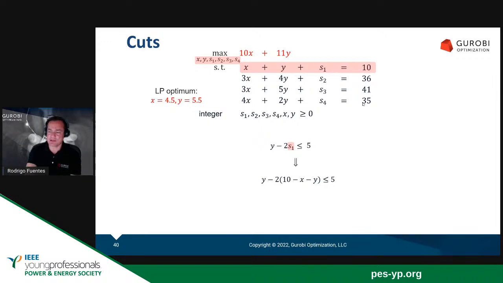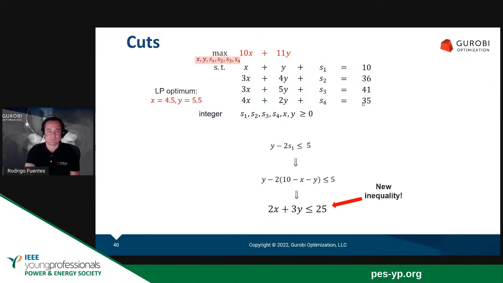Y minus 2 times 10 minus X minus Y less than 5. That equation that you see there that results in 2X plus 3Y less than 25 is a new inequality that we have created for this problem that hopefully will cut that fractional value away. And you can do this as an exercise after the presentation. But again, this is something Gurobi does in the background, but I just want to show you where the magic comes from.